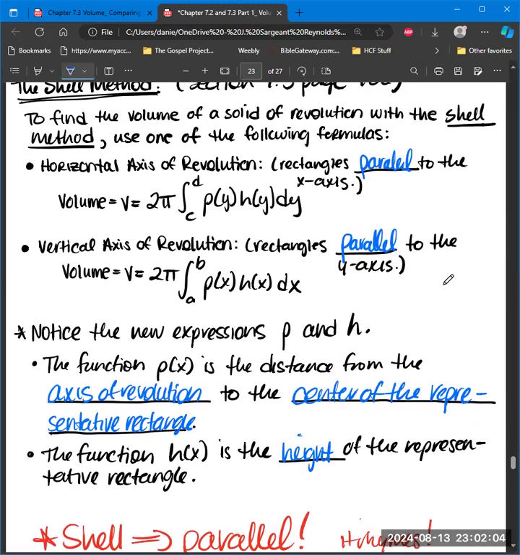We have a new variable to consider here. This looks like a P, but it's really a rho, a fancy looking P from Greek. And that rho has to do with the radius there. And this h has to do with the distance to the axis of rotation.